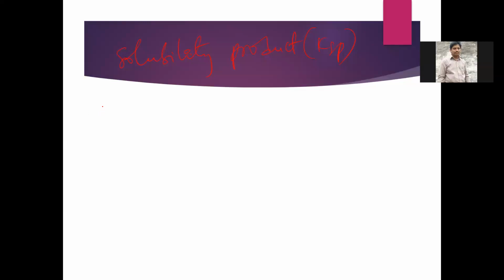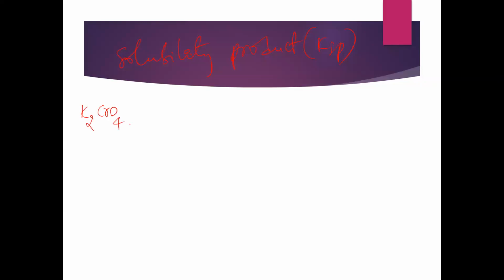Today we discuss one more example. Suppose here K2CrO4, one compound, a salt, is taken. It is made to react with AgNO3, silver nitrate. AgNO3 is silver nitrate, and K2CrO4 is potassium chromate.